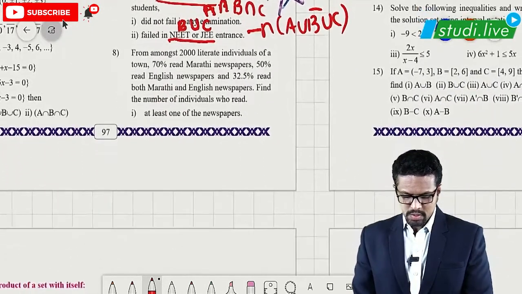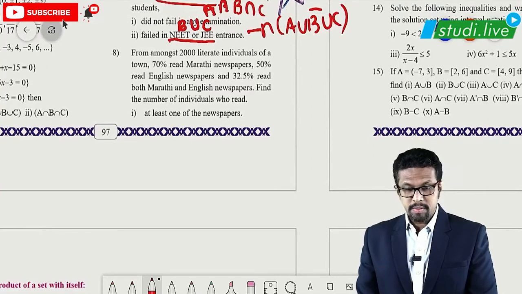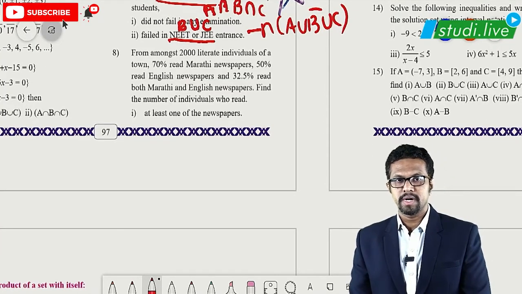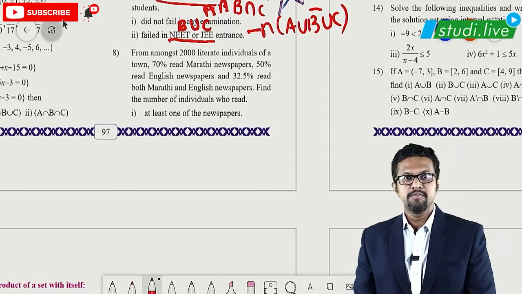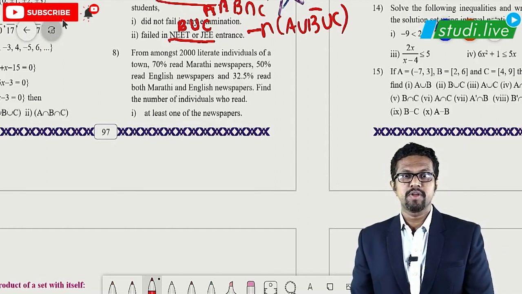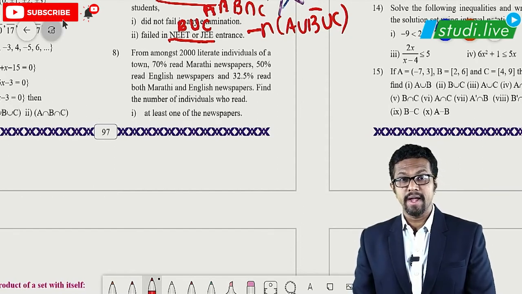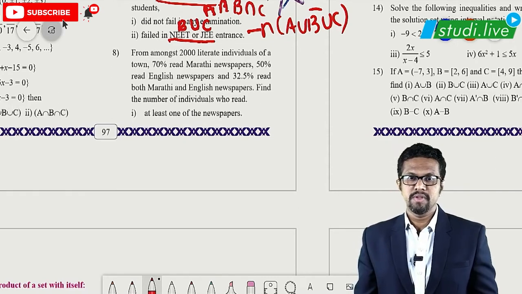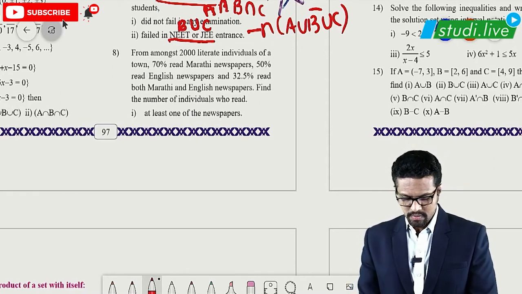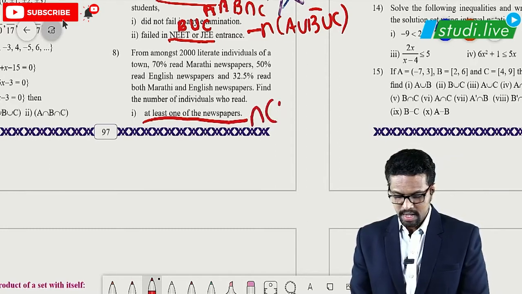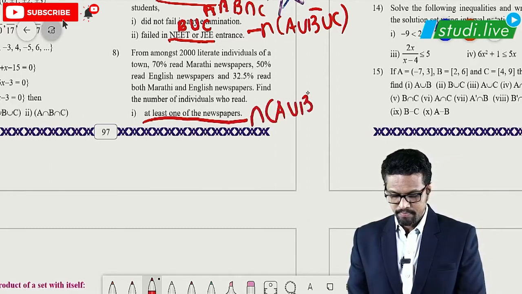Same way over here also, in this also you can see, from among 2000 literate individuals, that will be the universal set, 70% read Marathi newspaper, that will be set A, 50% read English newspaper, that will be set B, and 32.5% read both Marathi and English newspaper, that will be A intersection B. And then we can find whatever is required. So we want at least one of the newspaper. So the persons who read at least one of the newspaper, so that is A union B.